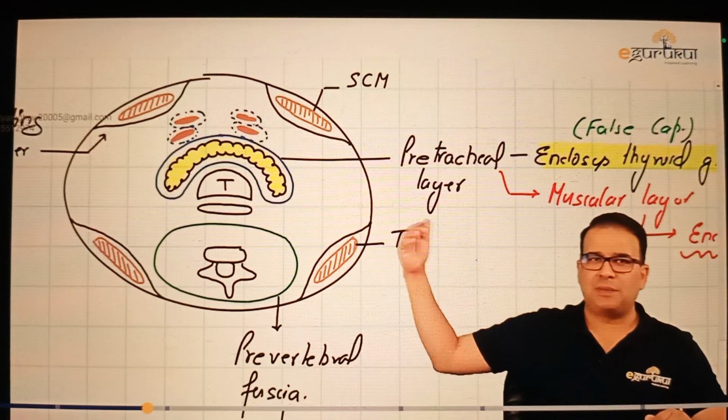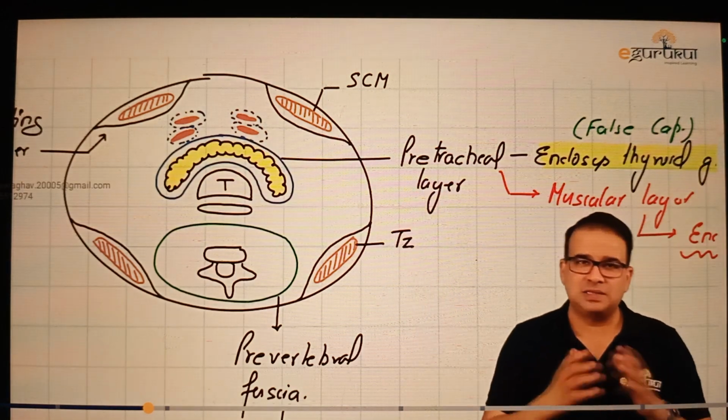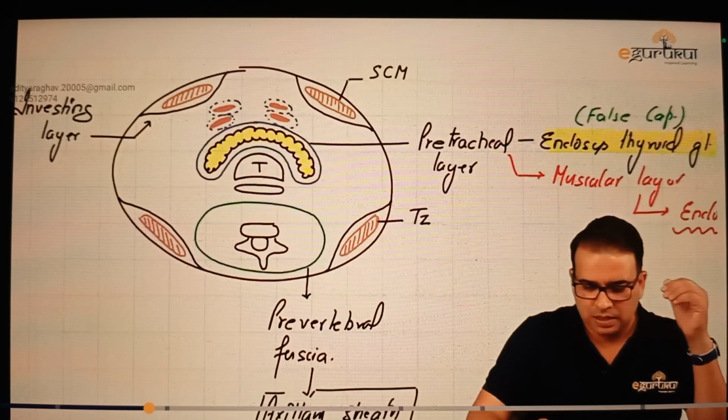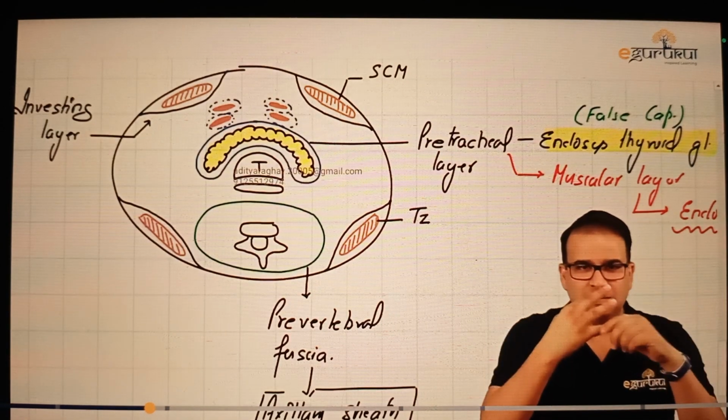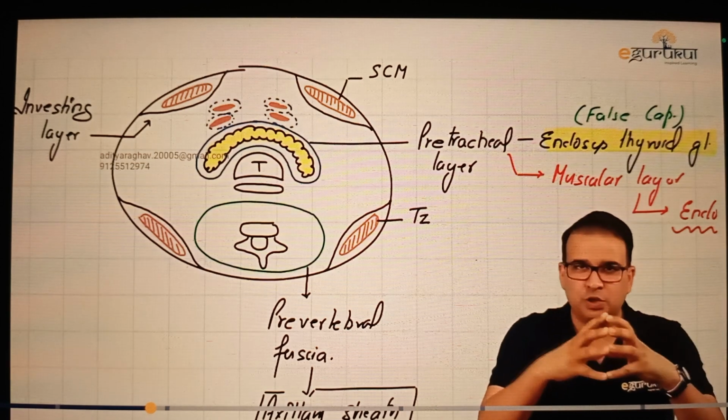So that's the one I'm talking about. The strap muscles, which form the anterolateral relation of the thyroid gland, are enclosed in the same pretracheal fascia. So guys, by now we are looking at three major layers: investing, pretracheal and prevertebral. And then we said carotid sheath is a modification of all the three.